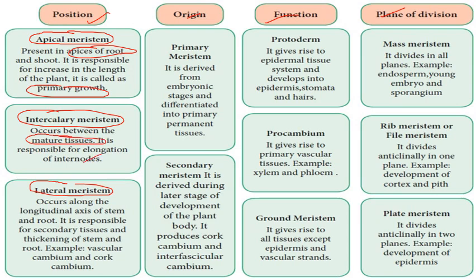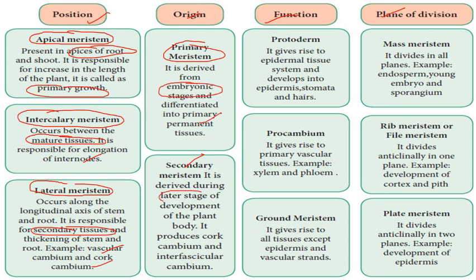mainly involved in primary growth, while the intercalary meristem occurs between the mature tissue and is responsible for internode elongation, while lateral meristem helps in secondary growth and increases the girth. For example, we have vascular cambium and cork cambium. On the basis of origin, meristem is primary meristem and secondary meristem.